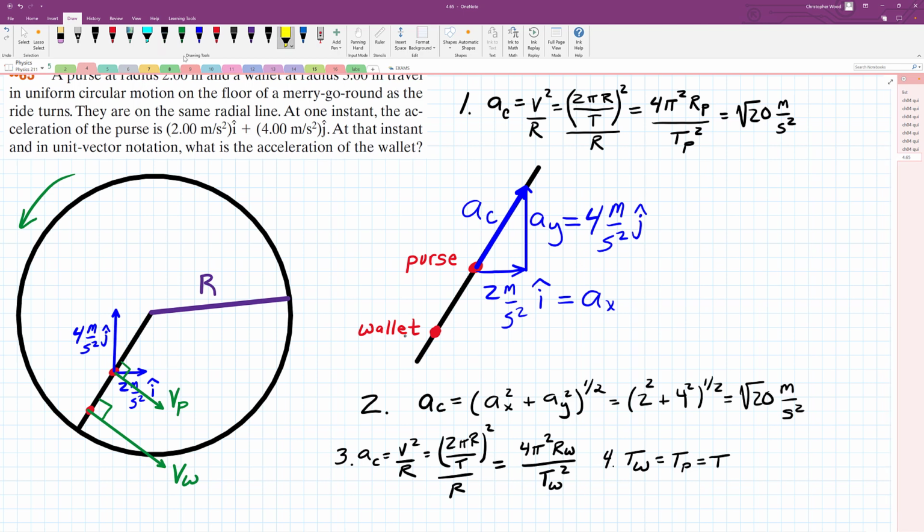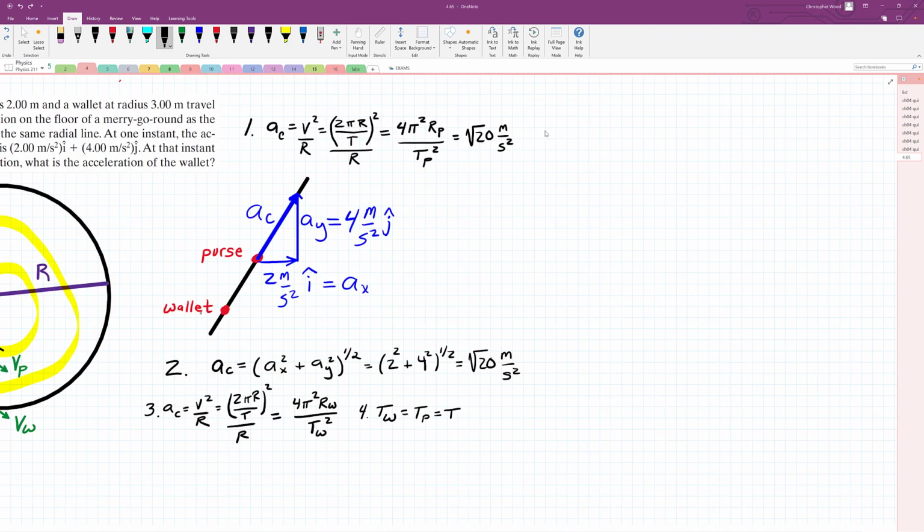They're equal because the amount of time it takes for this purse to complete one cycle is the same amount of time it takes this wallet to complete one cycle. So for example, if it took the purse sitting on that merry-go-round 5 seconds to make one complete cycle, then the wallet, which is also sitting on that same merry-go-round, would also take 5 seconds to complete one cycle. The period of the purse equals the period of the wallet. Okay, I'm going back to equation number 1 and rewriting it like this. Right here, I'm going to rewrite equation number 3, which is the centripetal acceleration for the wallet.